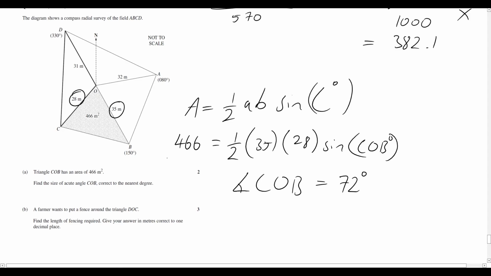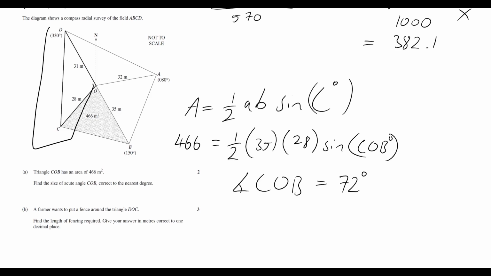All right, part B. So if a farmer wants to put a fence around the triangle DOC, let's quickly highlight that part. So it's DOC, that section there. Oops, I'll try and draw that a little bit more accurate. There we are. So DOC. Find the length of fencing required and give your answer in meters correct to one decimal place. All right, so what we need to do here is have a think about how we can figure out this side length DC. That's the only one that we're missing. We know CO and we know OD.